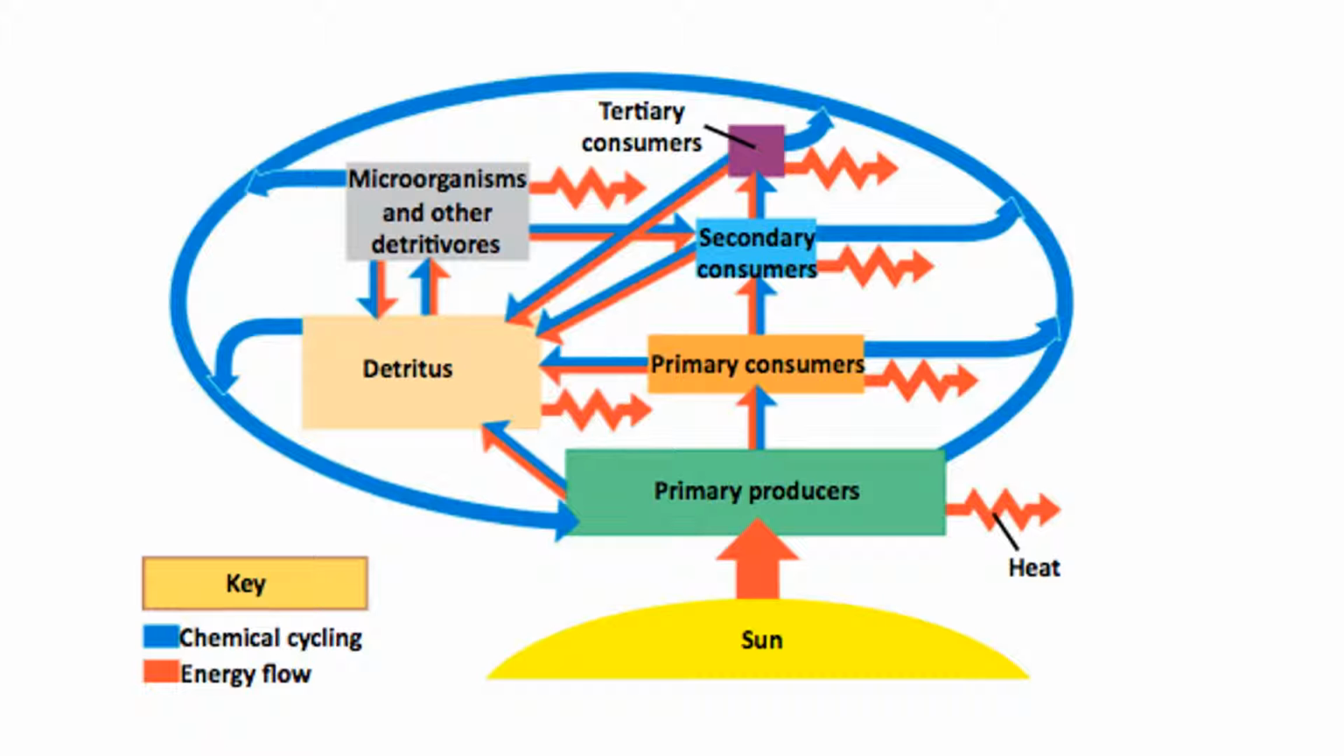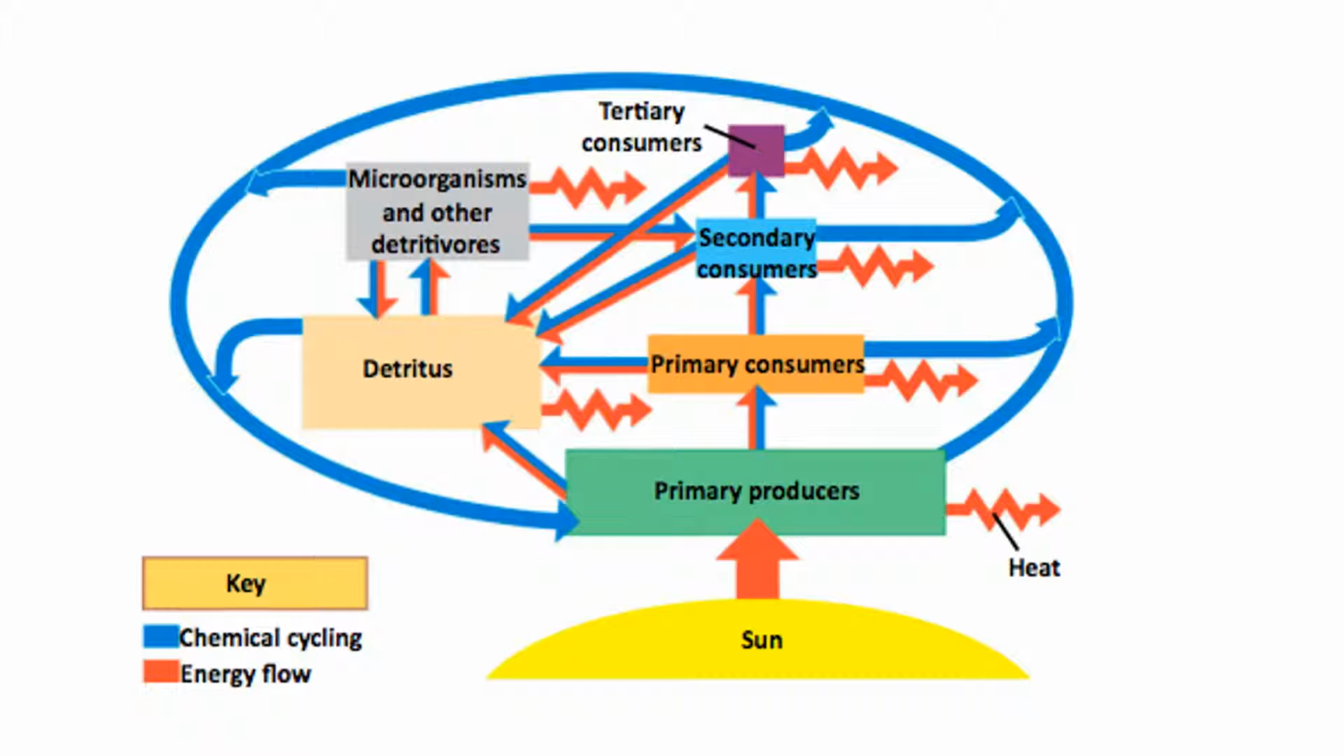If you look at the red arrows, however, you see that there really is no cycling of energy. It flows through ecosystems from the sun through the different levels of organisms: primary producers, primary consumers, secondary consumers, tertiary consumers, and so on and so on. And you'll notice that at each one of those energy levels, heat is being given off. That's the wavy red arrow there moving towards the right in each one of these cases.